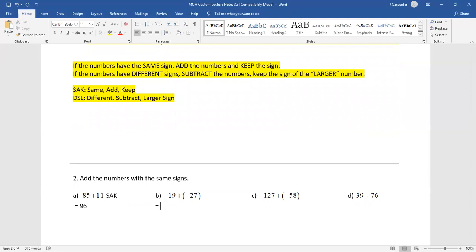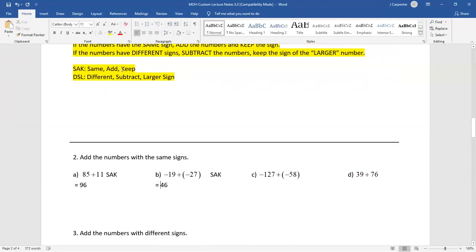Negative 19 plus negative 27. Well, this is once again same signs. So we're going to add the numbers and keep the sign. So when I say add the numbers, you're just pretending we have 19 plus 27, and that would be 46. So I'm initially going to write a 46 here. I'm not saying that's the final answer. All I've done is the 19 plus the 27 to get 46. But then we're supposed to keep the sign of the numbers we originally had. That was negative, that was negative. So this is a negative 46.